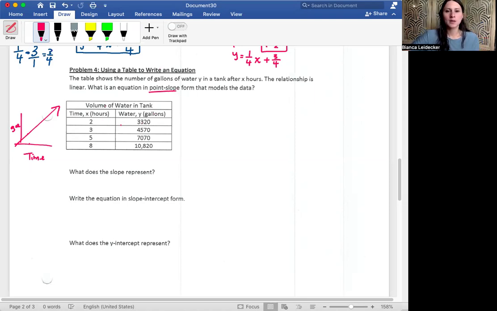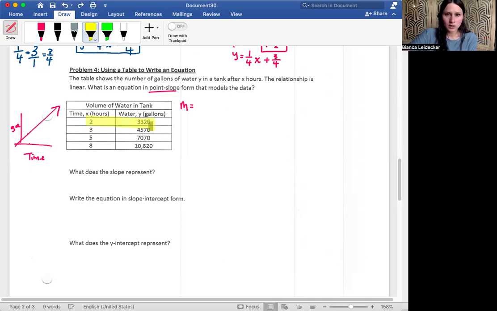However, we don't have the slope. So the first thing we always have to do is make sure we can find the slope, because without the slope, we can't write our equation. And so remember, the slope is the change of the y over the change of the x. So I'm just going to pick these 2 points, and let me use a highlighter. I'm going to pick these 2 points.